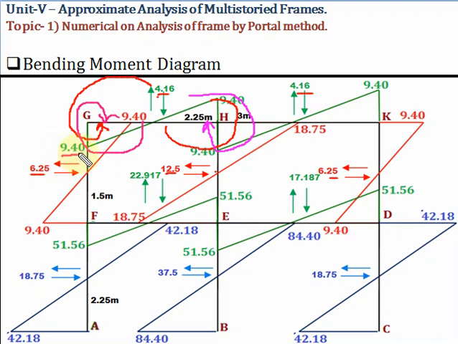Now to find out the bending moment, here what is the force? 4.16. What is the distance? Half of this. Okay. From here where it is acting, from here to here what is the distance? 2.25. So 4.16 into 2.25, so we'll get the value 9.4. It is nearer to 9.4. It may be 9.37 or 38.